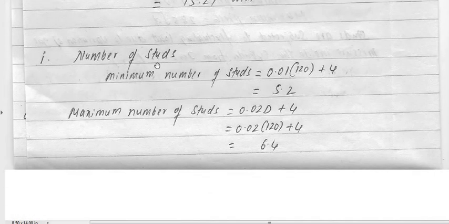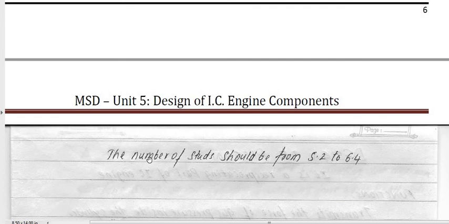Then we will find the number of studs. The minimum number of studs is 0.01 D plus 4, where D is the capital D, so 0.01 times 120 plus 4 is 5.2. The maximum number of studs is 0.02 D plus 4, that is 0.02 times 120 plus 4, which is 6.4. So the number of studs should be from 5.2 to 6.4. 5.2 means you can say 6, or 5 to 6. So 5 to 6 studs are required for this particular problem.